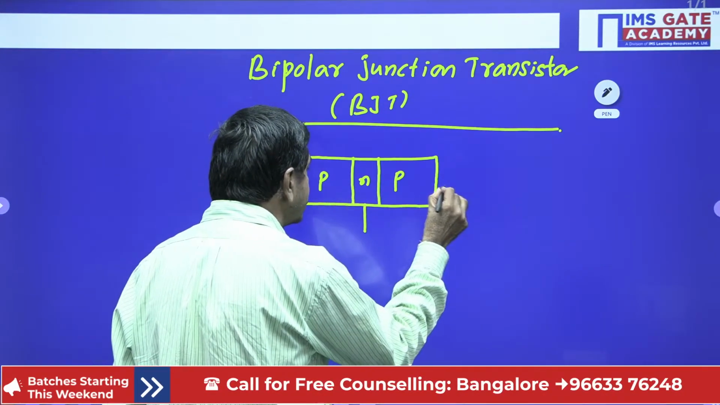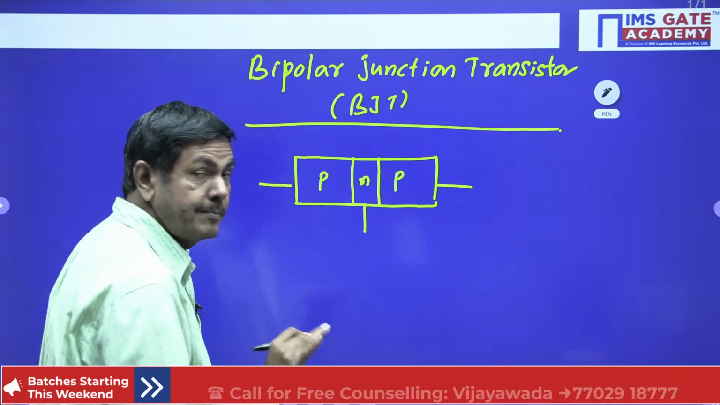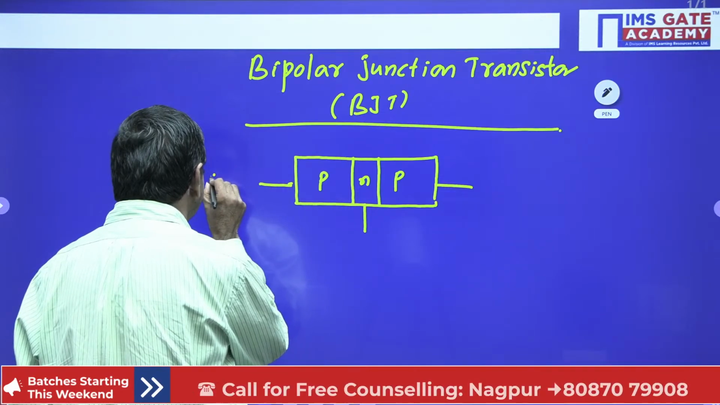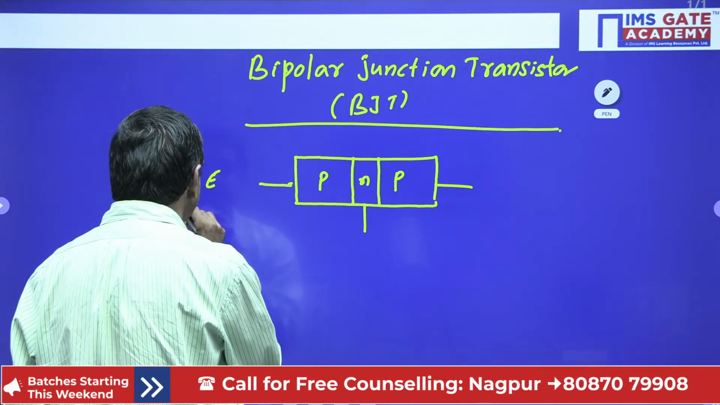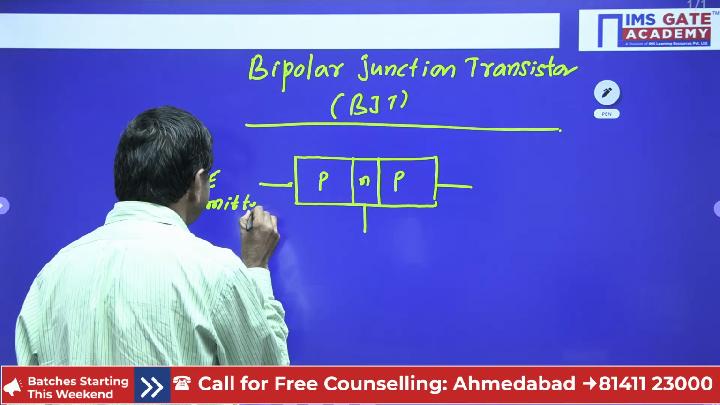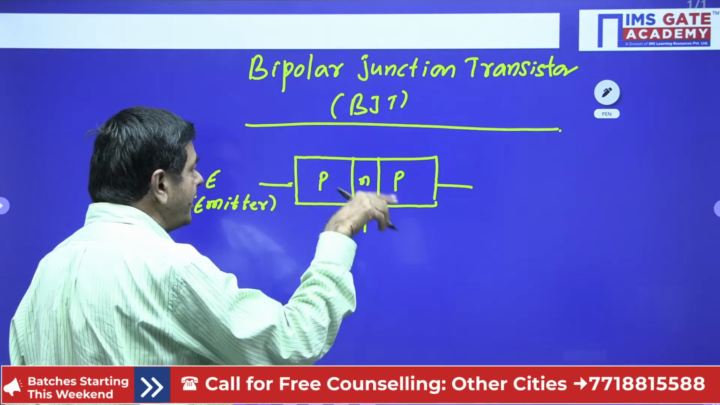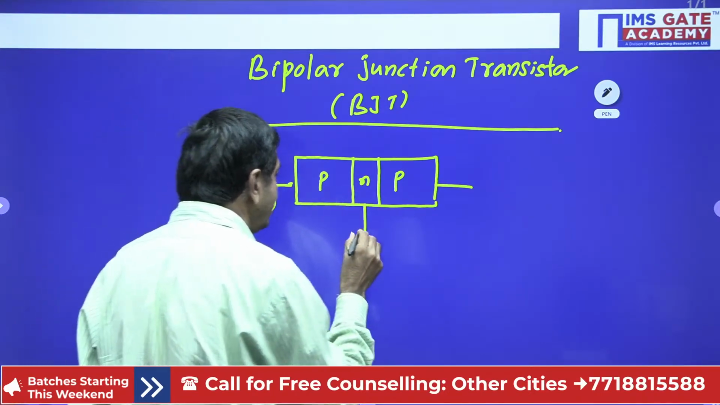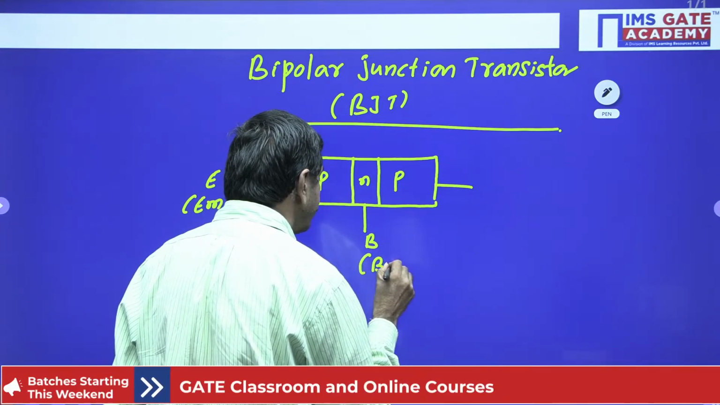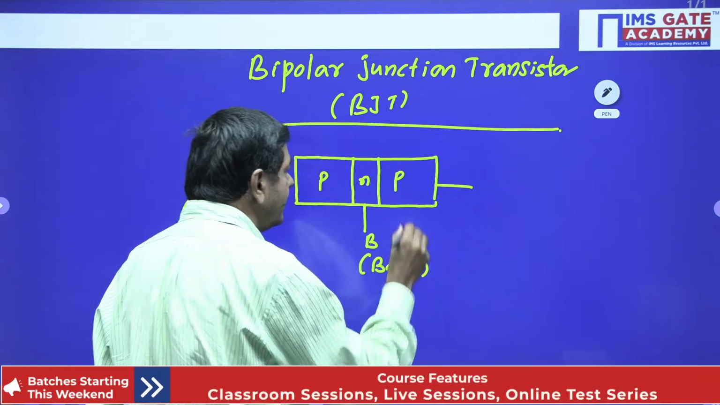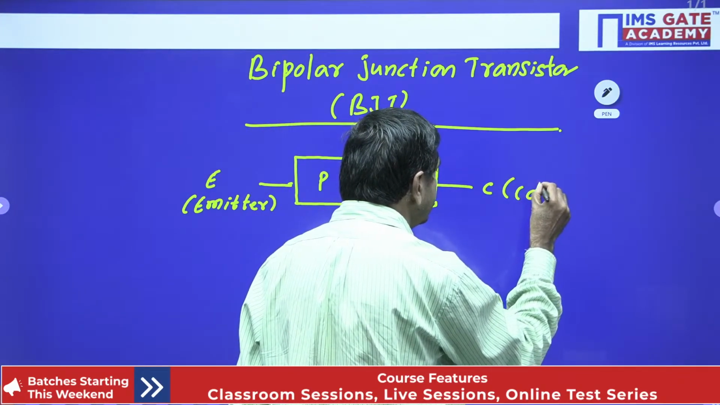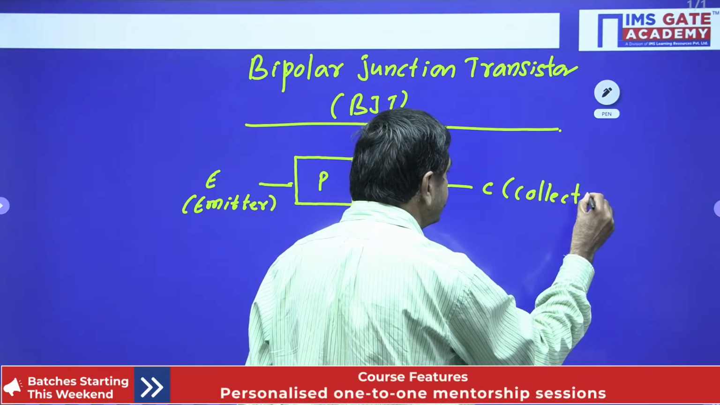This can be said to be a structure. It's not a symbol, it's a structure only. This is given the name emitter, E. E indicates emitter. It is connected by how many electrodes? Three electrodes. This is said to be B. B indicates base. This electrode is taken as the collector. This is nothing but the collector.